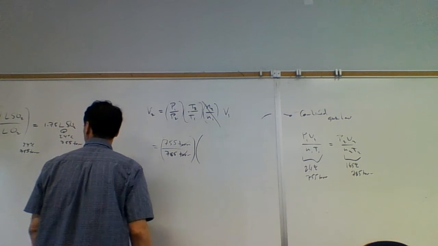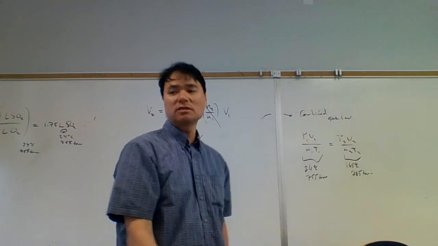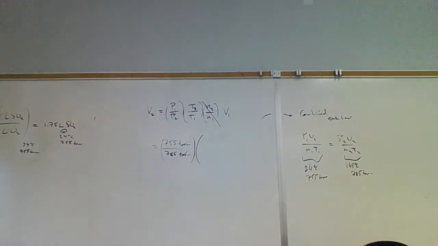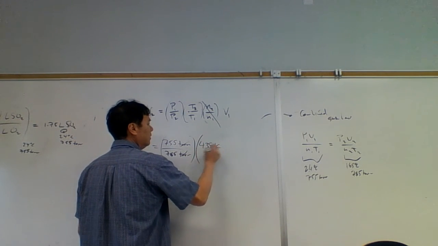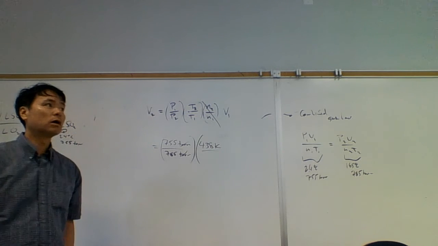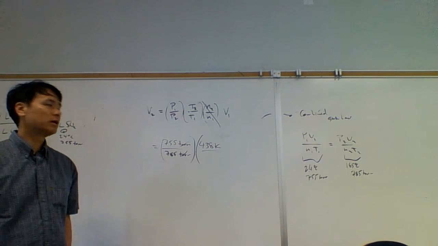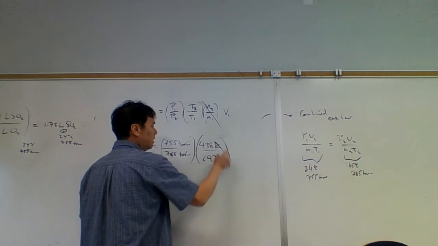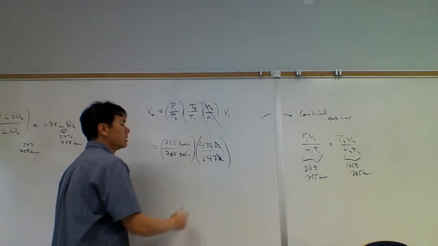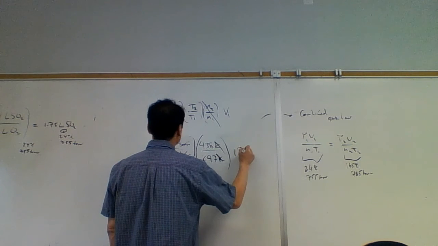And so what is T2 in Kelvin? T2 is 165 plus 273. I want to think it's 438 Kelvin. So T2 is 438 Kelvin. T1 is 24. 25 is 298, so 24 must be 297 Kelvin. The Kelvins cancel. Times V1. V1 is 1.75 liters.